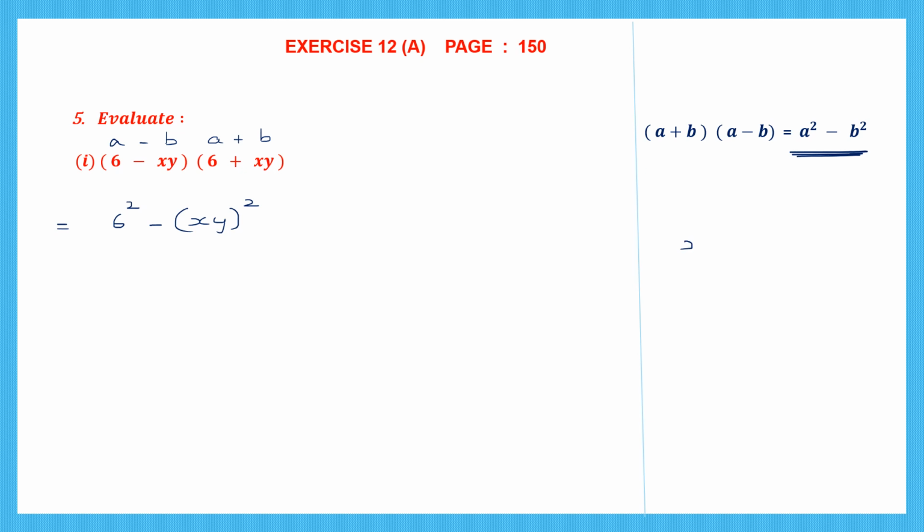Now you must remember, if you write xy square like this, the square is applicable only to y and not to x. But when you write xy the whole square, the square is applicable both to x and to y. So that is how you need to write here xy the whole square, because xy is b. Now let's open this. So this becomes 6 square, that is 6 into 6, which is 36, minus x raised to the power of 2 is x square and y raised to the power of 2 is y square. So what is our answer? 36 minus x square y square.